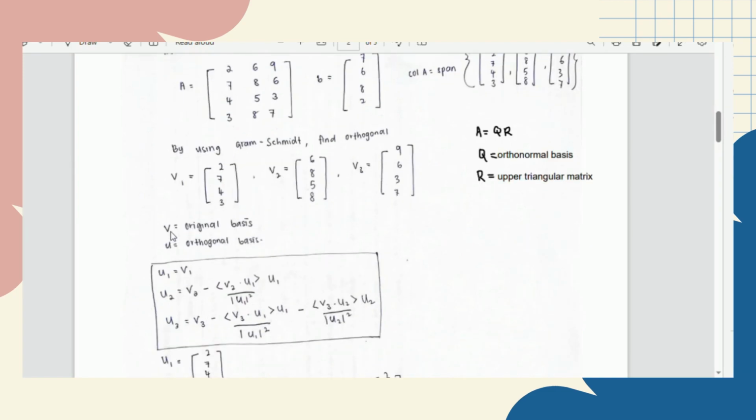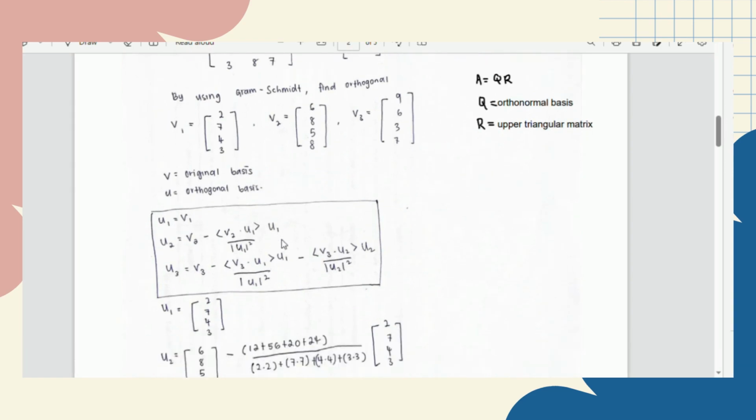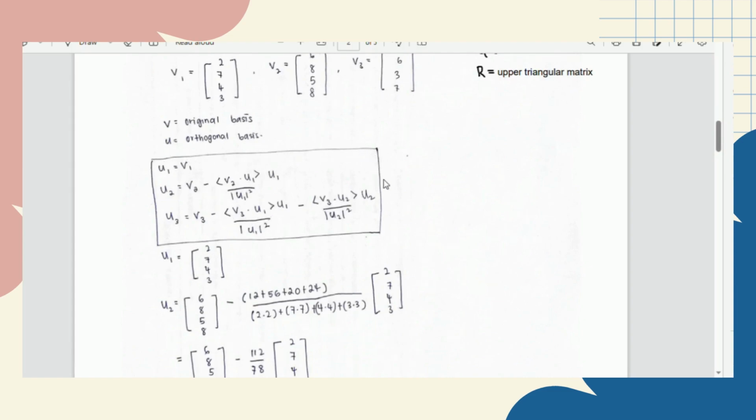But first, let's take a look at the question given. Right now we have the A matrix, which is a 4 by 3 matrix, and we have this 4 by 1 matrix, call it B. To start the Gram-Schmidt process, I will take the first column as my V1, the second column as my V2, and the last column as my V3. Here I write V as my original basis and U as my orthogonal basis. To find U, I will use this formula.